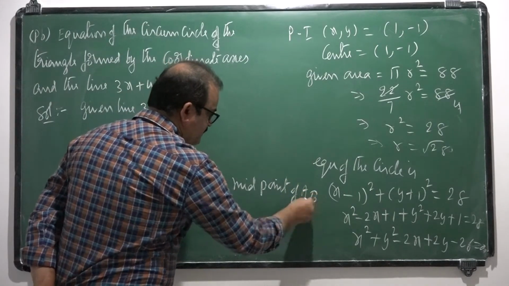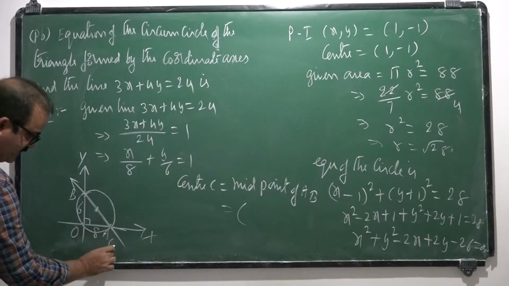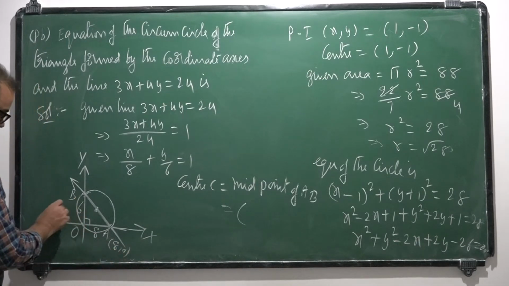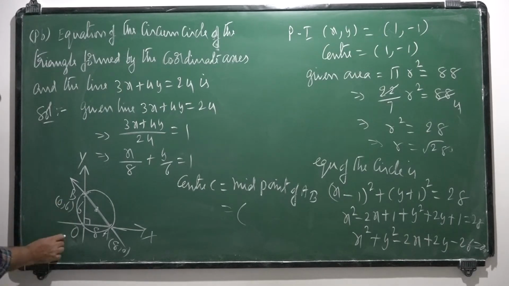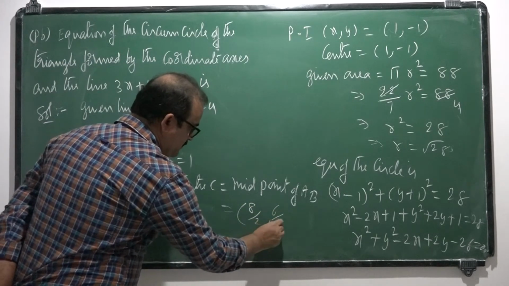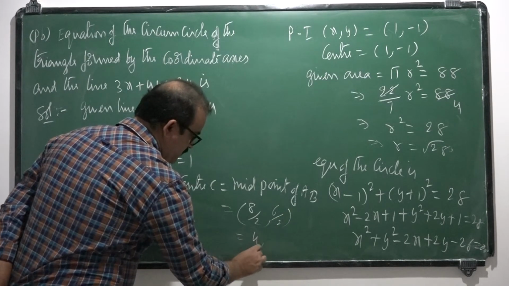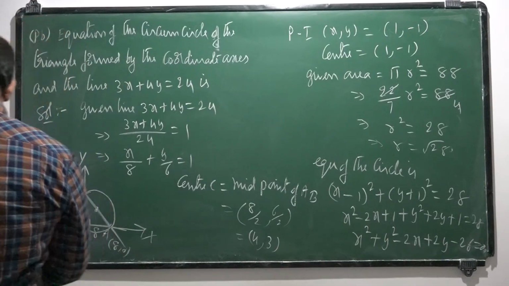Center C is equal to the midpoint of AB. What is the midpoint of AB? What are the coordinates of A here? 8, 0. What are the coordinates of B here? 0, 6. Origin 0, 0. Midpoint: x1 plus x2 by 2, y1 plus y2 by 2. 8 by 2, 6 by 2. That is 4, 3, that is the center.